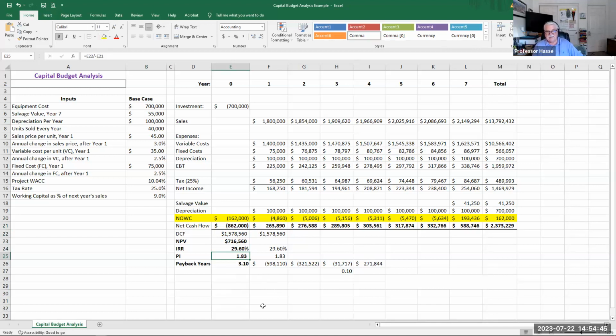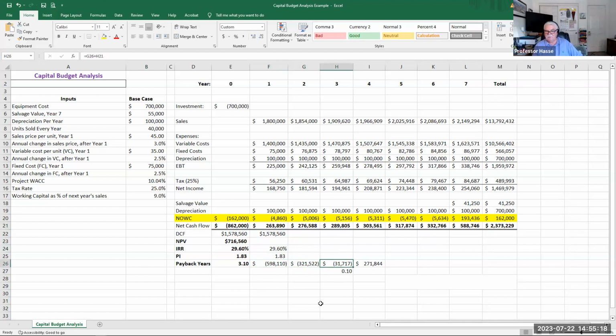And then finally, how long does it take us to get back our $862,000? Well, we took in 263,890. So at the end of year one, we still have 598,110 to be paid back. We took in 276,588 in year two. We still have 321,522 to pay back. We took in 289,805 in year three.